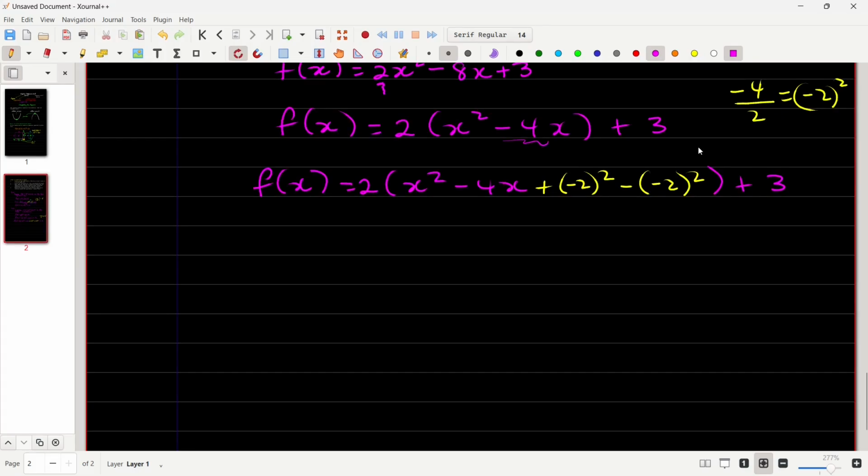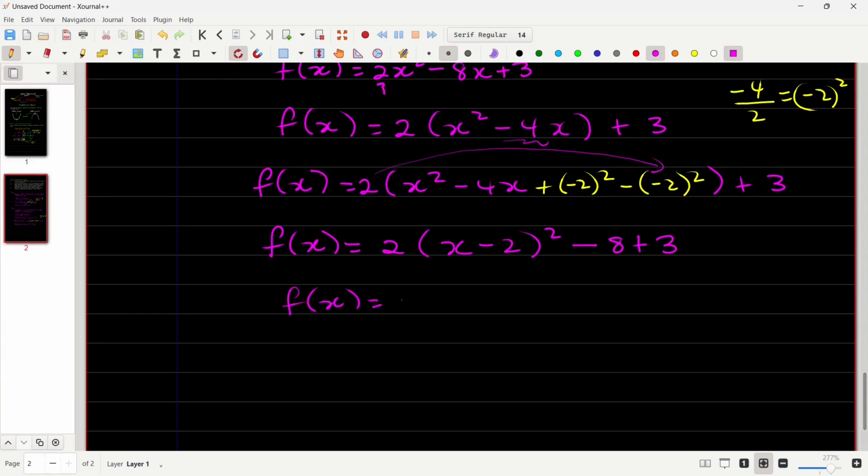Now, here's what's going to happen. We're going to see that this right away here is following the perfect square form. So we're going to see that this is equal to (x minus 2) squared, and then this is multiplying out by this here to give us a negative 2 squared is 4, by 2 is 8, plus 3. And then we work this out, and we're going to get that f of x is equal to 2 into (x minus 2) squared, and then minus 5.